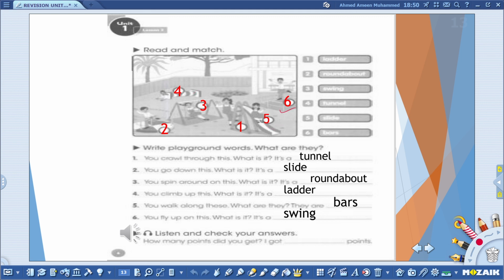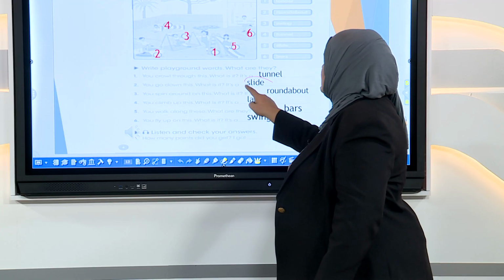هنا اللي راح أقول write playground words. What are they؟ هنا عندي مجموعة جمل ناطيني، اللي علي راح أكتب أني أسماء محتويات الألعاب اللي بساحة اللعب. You crawl through this. تزحف خلاله. What is it? It's a tunnel. You go down this. What is it? أنت تذهب إلى الأسفل. نعم تنزل. So it's a slide. Number three: you spin around on this. تدور حوله. It's a roundabout.